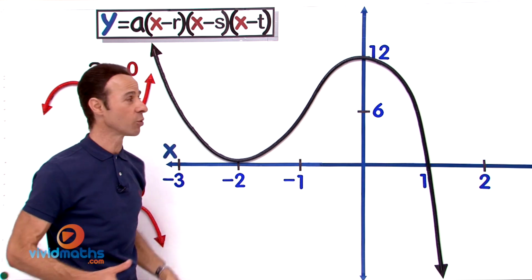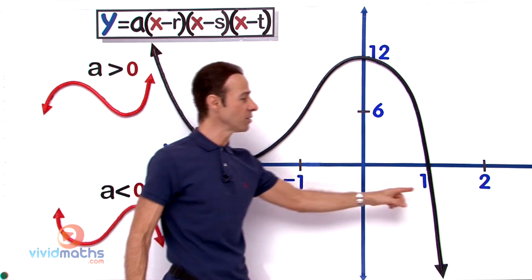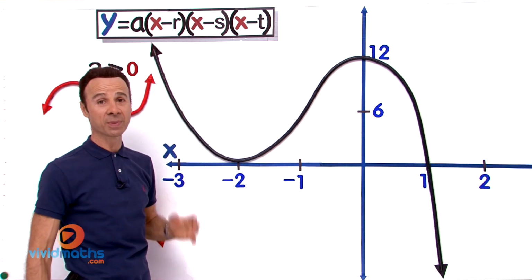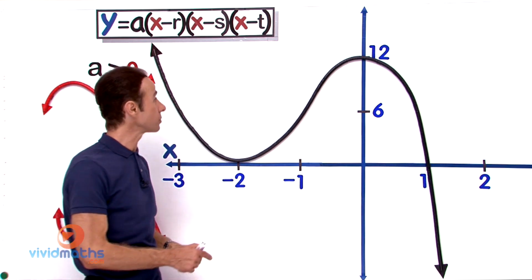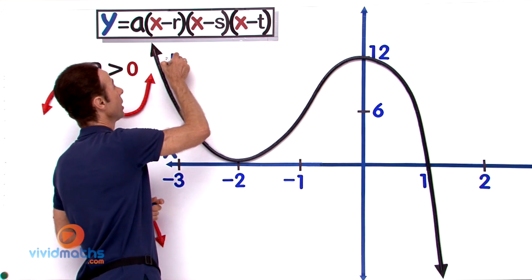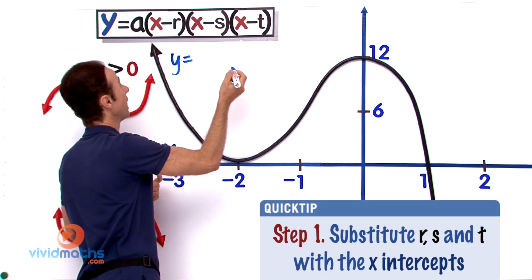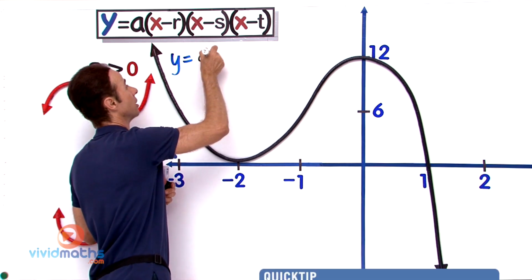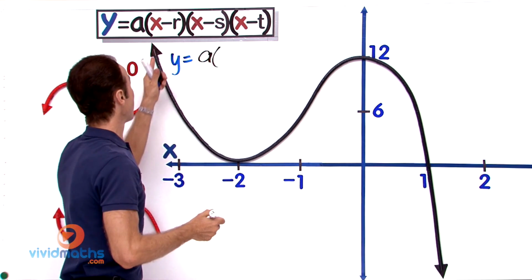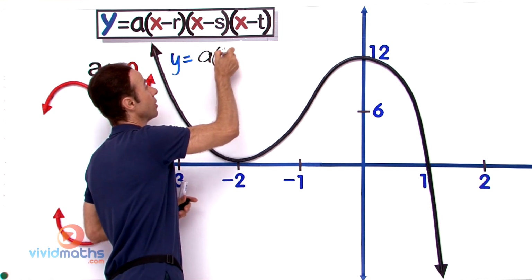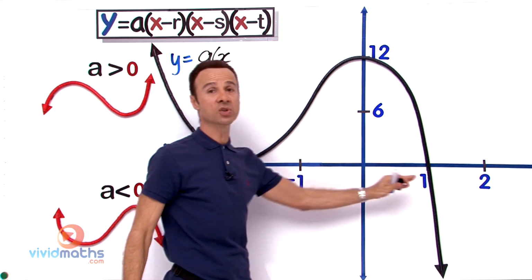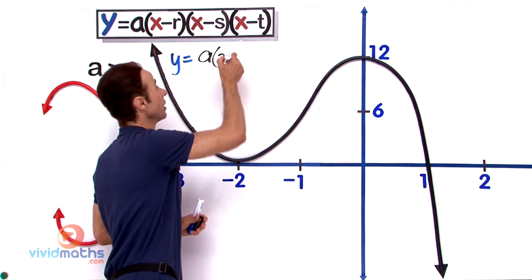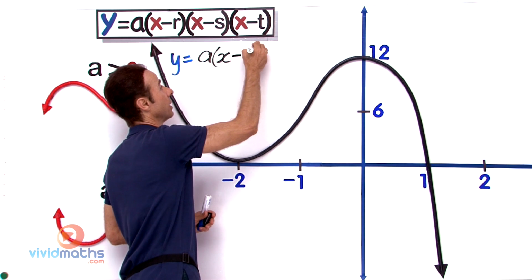So how do we work this out? Well, first of all, we substitute the x values when y equals 0 into that equation. So first off, we have y equals a. We don't know what a is, so that's what we want to find first, bracket, and then we have x minus the first x-intercept, at x equals 1. Because it's positive 1 there, we write down -1.